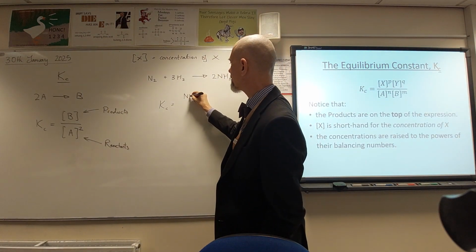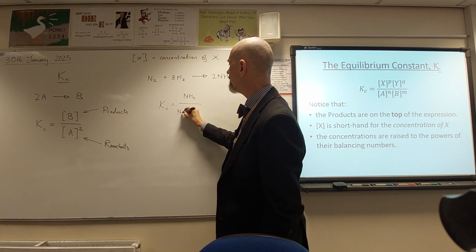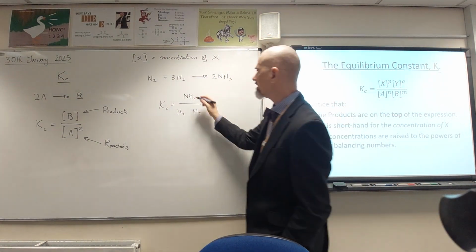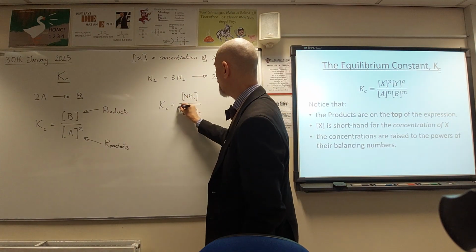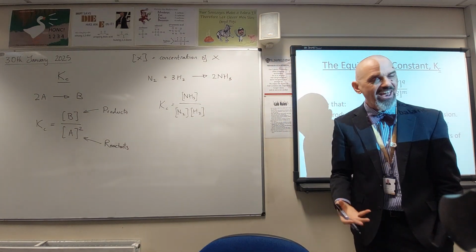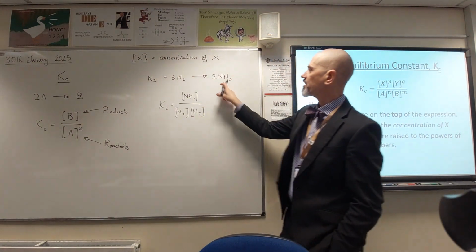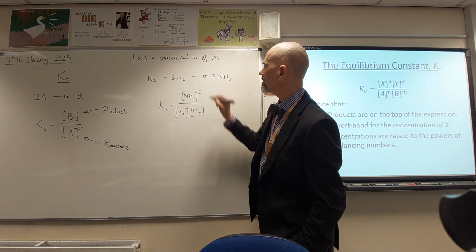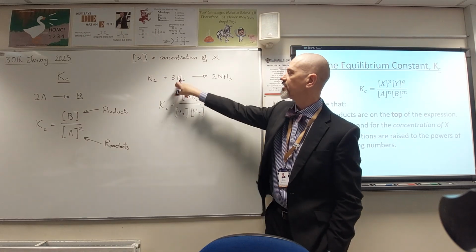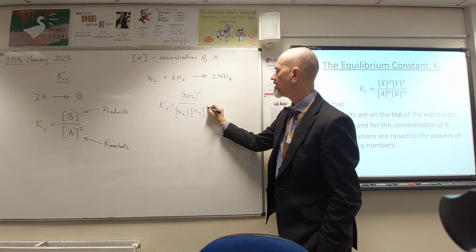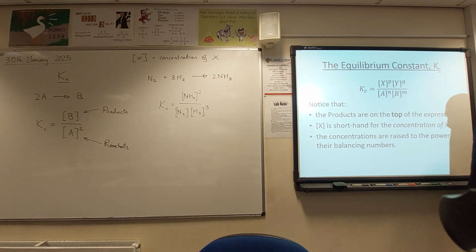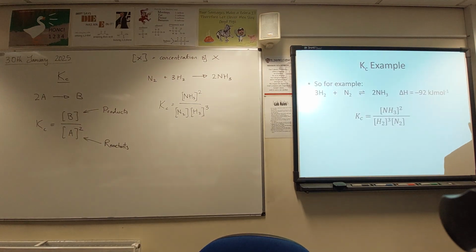So products over reactants. So NH3 is on the top. N2 and H2 are on the bottom. Square brackets meaning concentration of. And then raised to the powers of the balancing numbers. So NH3 has got a 2 in front of it, so that's going to be squared. N2 doesn't have a number in front of it, so I don't need to do anything to the N2. H2 is 3 of those, so it'll be H2 cubed. Okay? Does that all make sense? Oh, it's my next slide. Who knew?